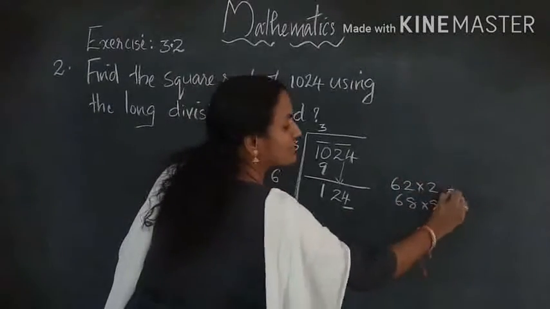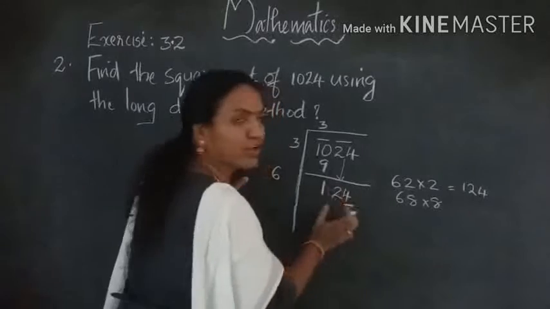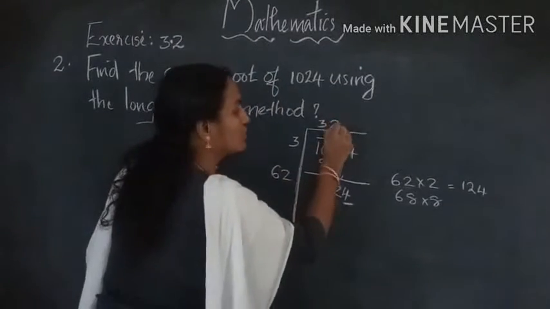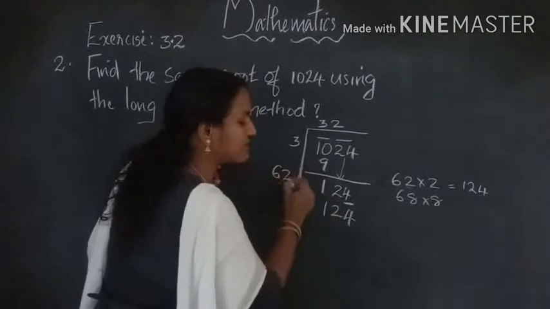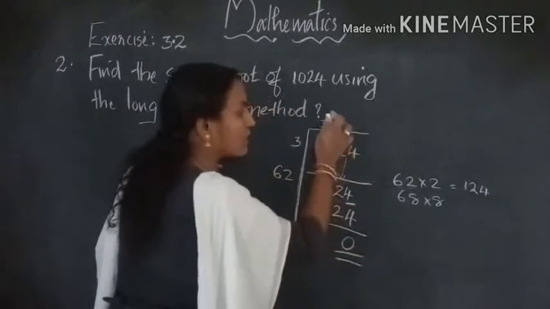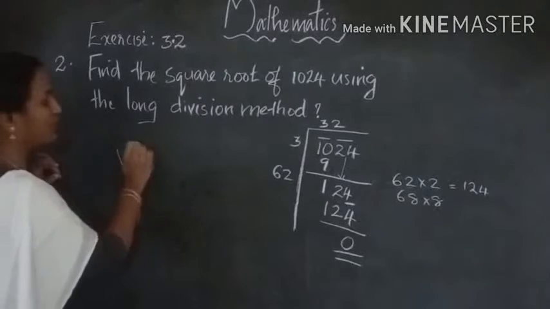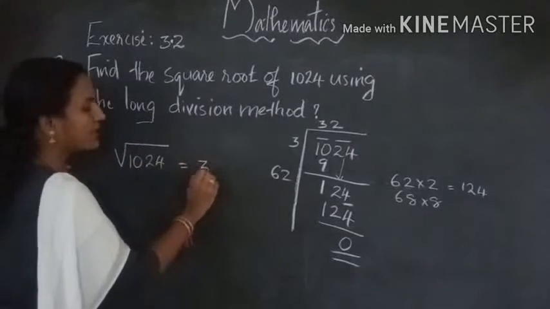62 into 2 is 124. So we get 124. Here the new divisor is 62 and the remainder is 0. So the quotient is 32. So square root of 1024 is equal to 32.